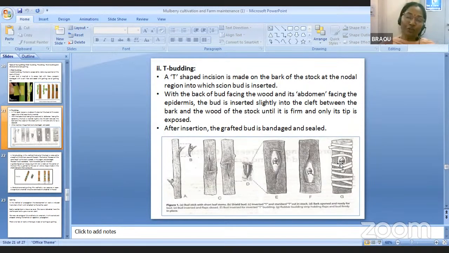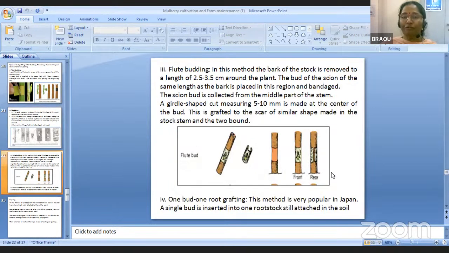Why? Because you're going to allow the foliage to grow from them. And after insertion, the grafted bud is bandaged, sealed, and you get a proper foliage coming out from that bud. So this is a T budding. So what is T budding? You're going to make an insertion in the shape of a T in the stalk, and then the desired bud is going to be inserted into the T, and you're going to bandage them and allow them to grow. That is T budding. Also flute budding.